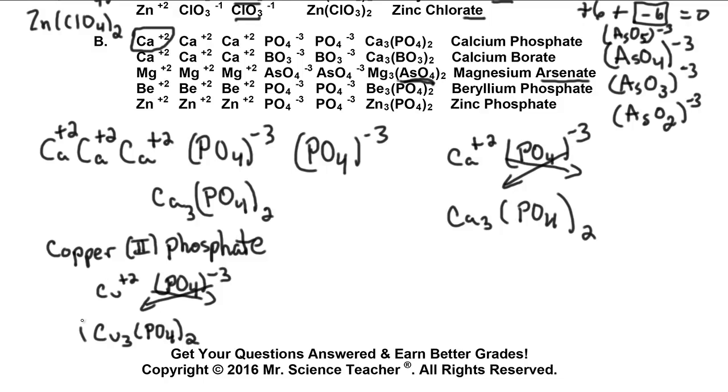And the name of this compound is going to be copper 2 because I used a copper 2 ion, copper 2 phosphate. That's how it's named. When there's more than one in the box, all we do differently is add that Roman numeral to the compound.